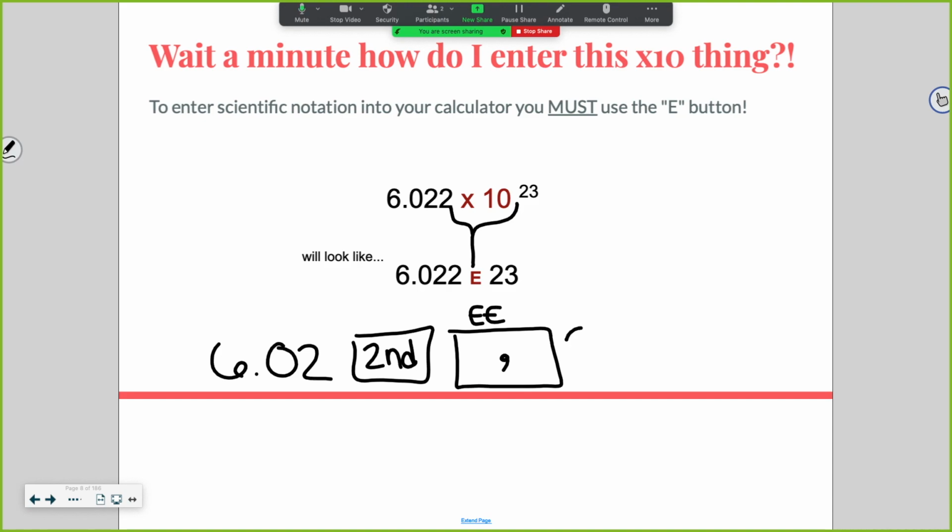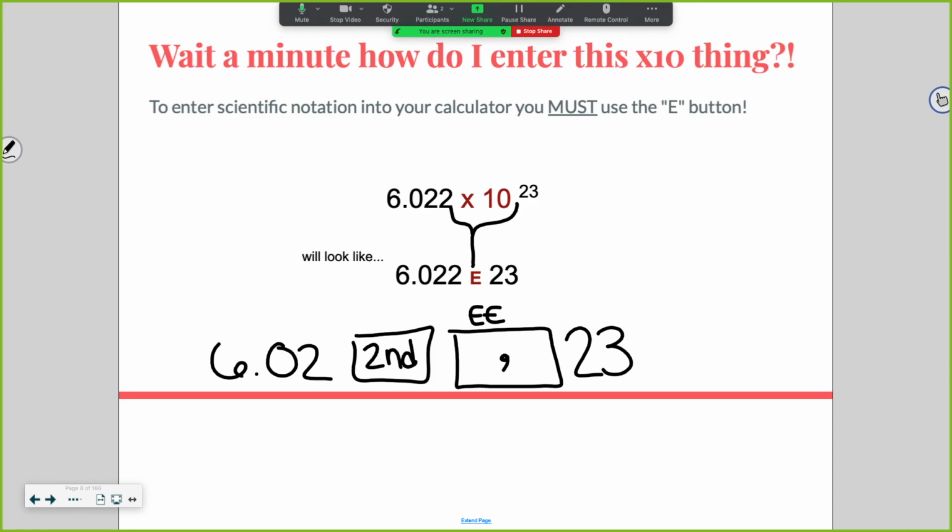And then type a normal 23. You do not need a caret. You do not need an exponent. You do not need any of that. You don't need times. You don't need 10. You just need 6.02 E23. And that tells your calculator that it's scientific notation.